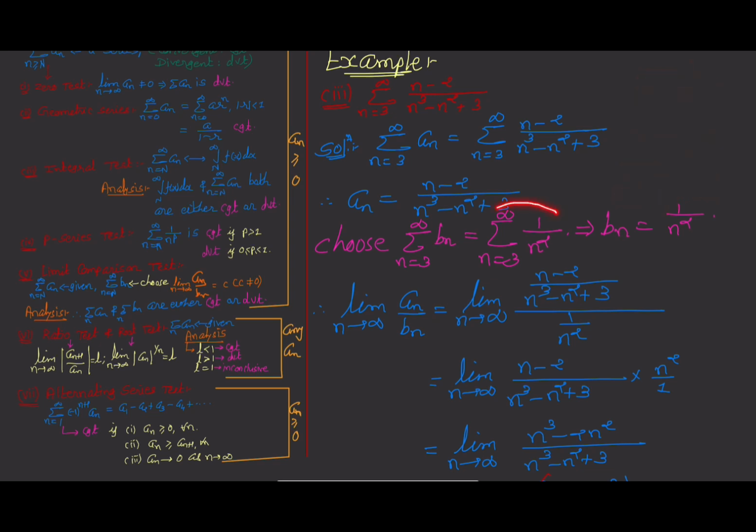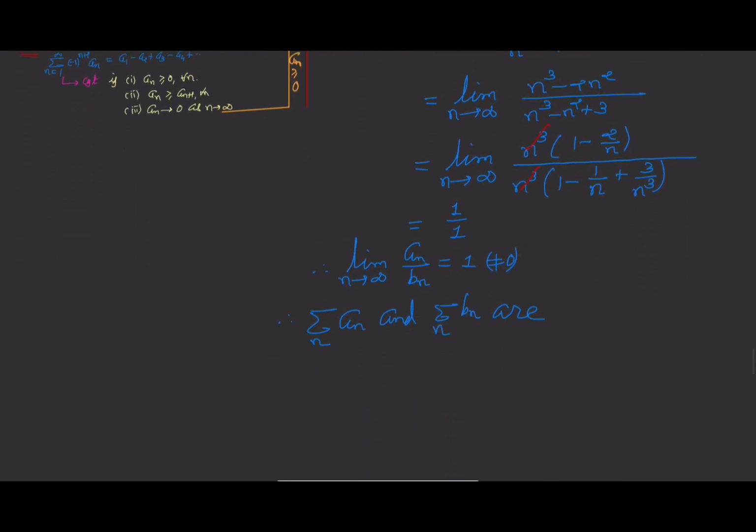Here the given series is summation 1 upon n square. So p is equal to 2, which is greater than 1. So by the p series test, this is convergent and therefore this is convergent. So how do we mention it in the exercise? Both are convergent as summation bn, which is equal to summation 1 upon n square, is convergent. I'm writing CGT because of the p series test.